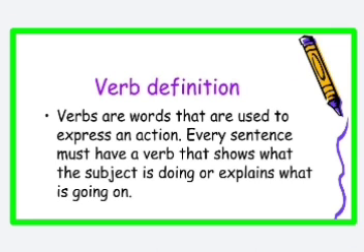Verbs are words that are used to express an action. Every sentence must have a verb that shows what the subject is doing or explains what is going on. So a verb is a word used to describe an action, a state or an occurrence. From the definition itself we understand there are two types of verb: the action verb, or dynamic verb, and the stative verb.